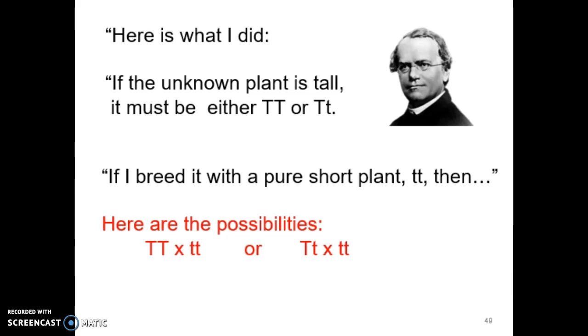Here's what I did again. If the unknown plant is tall, it must be either homozygous dominant or heterozygous. If I breed it with a short plant, recessive, then here are the possibilities. So I'm doing a cross which might look like this in the parental generation, or like this in the parental generation, depending upon whether your unknown tall plant has this genotype or this genotype. This is what you're trying to determine. Is it this or this?